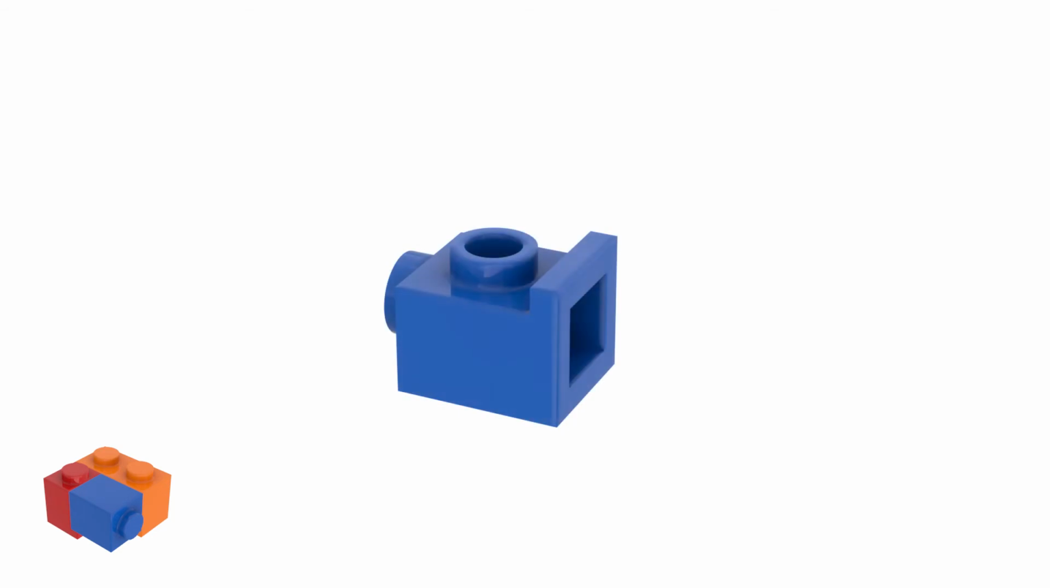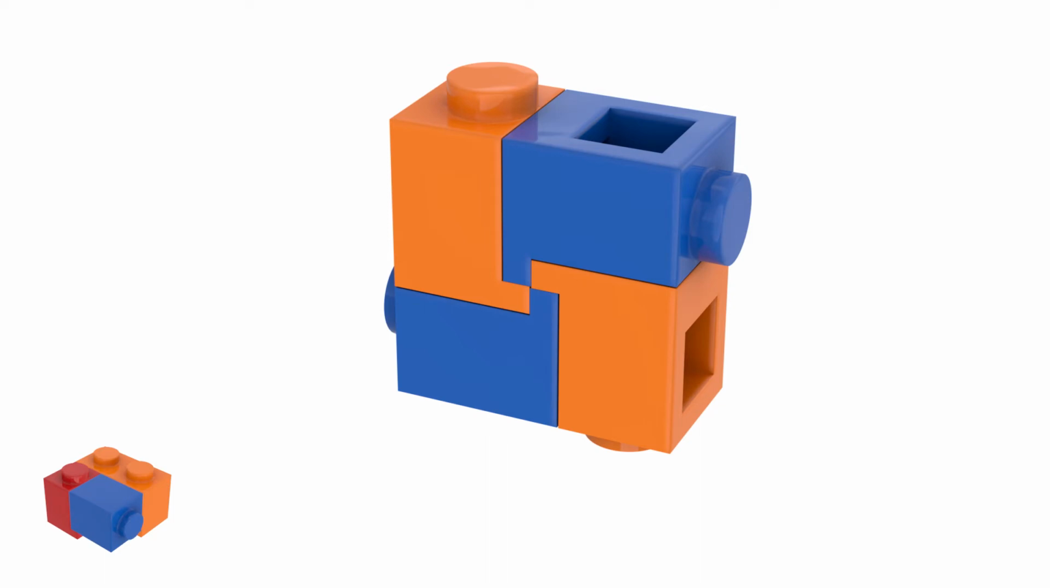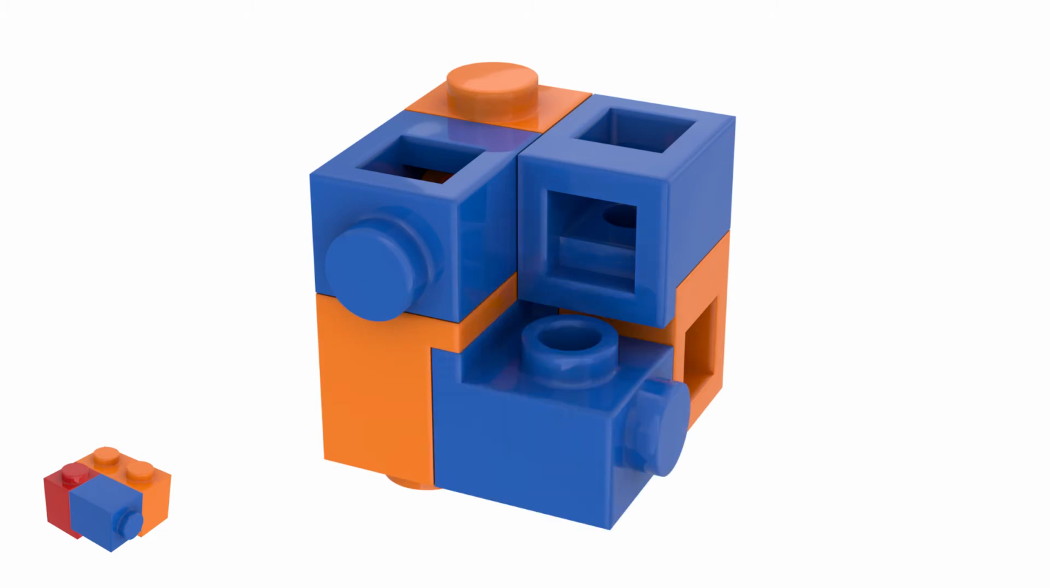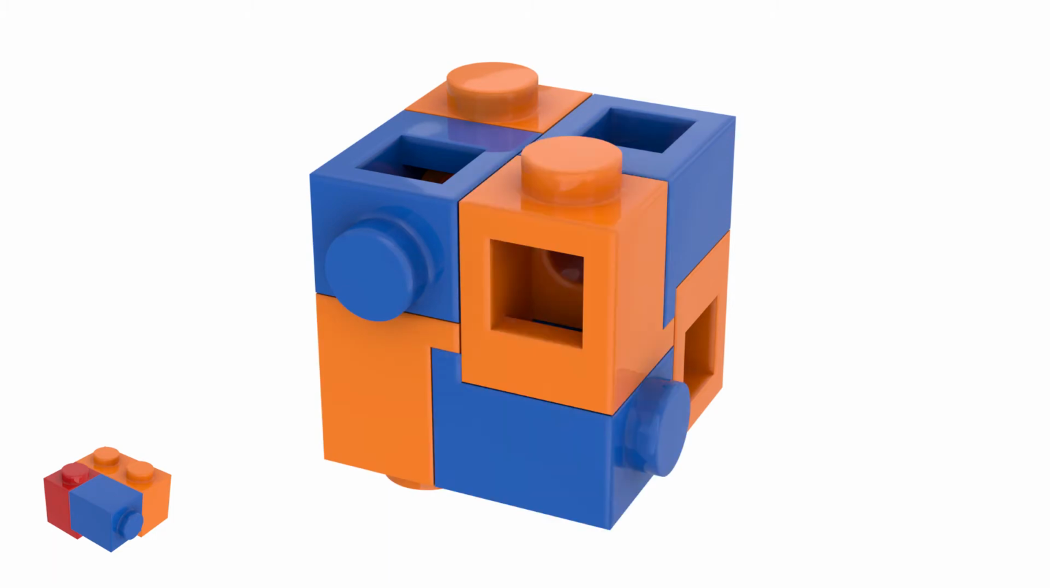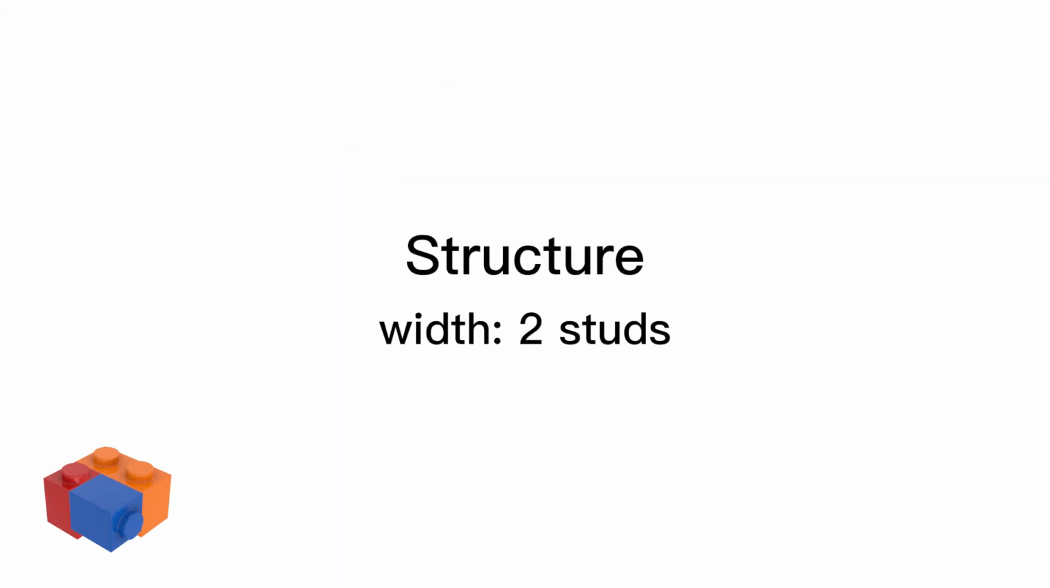Use 4 part 4070, connect the next part on the side of each part, and rotate them like a windmill to form a square. Based on this square, change the direction of the top 2 bricks, and add another layer on the side to get a cube with side length 2 studs. In many LEGO sets, a similar method is used to construct a structure with 2 studs in width.